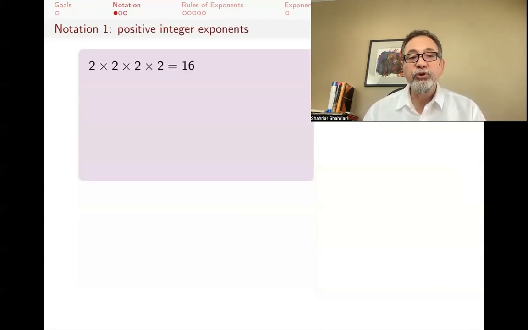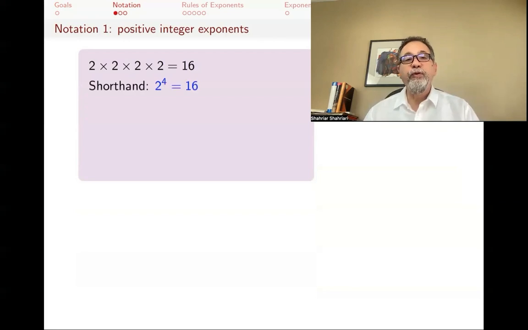2 times 2 times 2 times 2 is 16. 2 times 2 is 4. 4 times 2 is 8. 8 times 2 is 16. Our shorthand for that is 2 to the 4th equals 16.